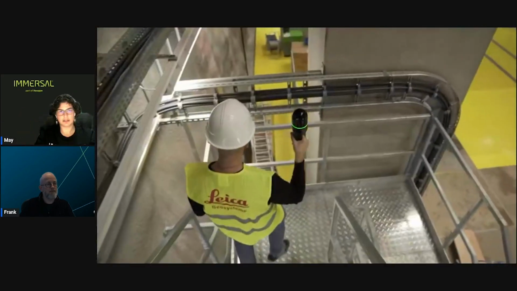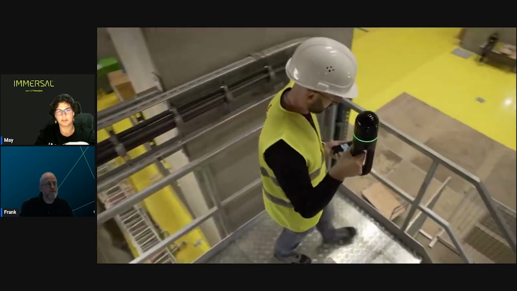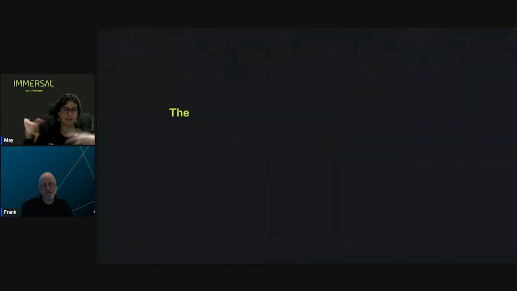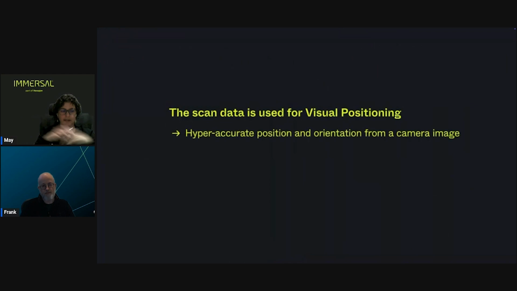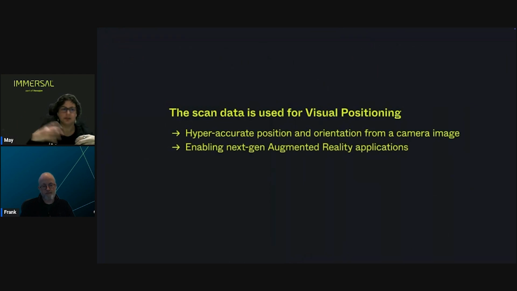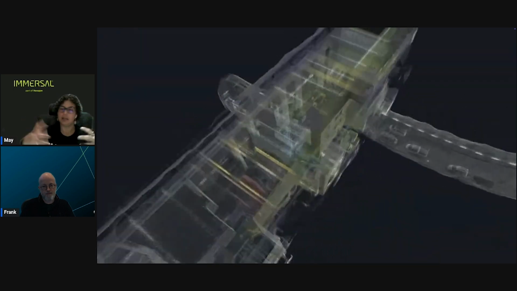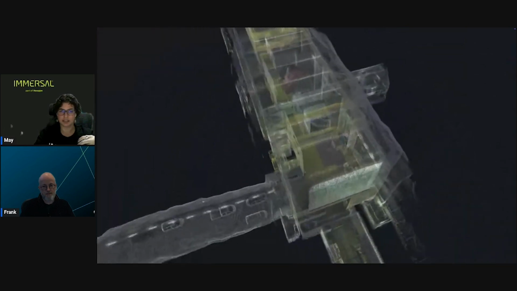And while you can have the robot doing some kind of mapping, you can have another person doing the mapping of another part of the environment, for example. And then you can have those different angles as well. Then the scan data is used for the visual positioning. So we provide hyper-accurate positioning and orientation from the camera image, and this enables you to create augmented reality experiences.